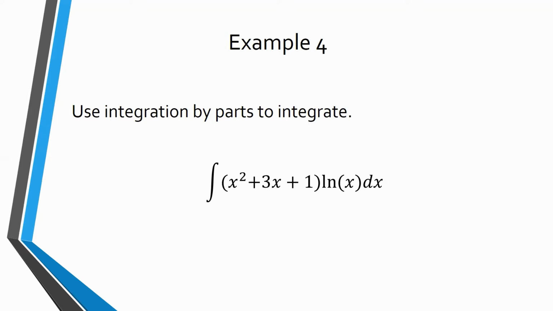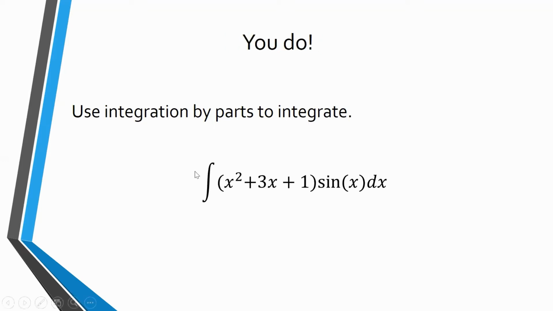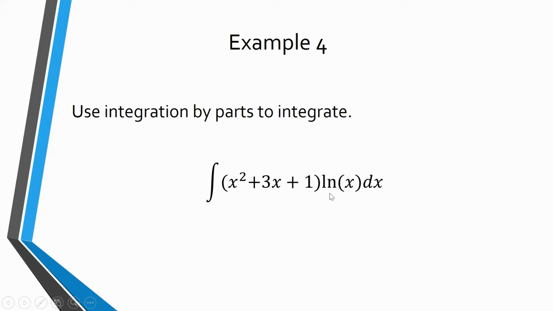In our previous problem, we had a polynomial times a trig function, and we let the polynomial piece be the g. With natural logs, it's going to be a lot better if you let the natural log be your g and let the polynomial be your f prime. Let's take a look and see how that works.